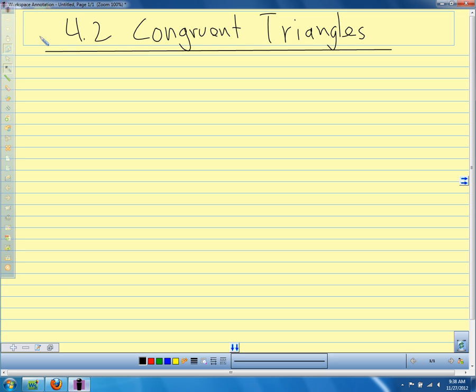So we're going to start on the upper left bubble of your graphic organizer. And we're going to start with the bubble that says SSS. These are all postulates that we can use to show that triangles are congruent. We call this the SSS postulate. And SSS stands for side, side, side.